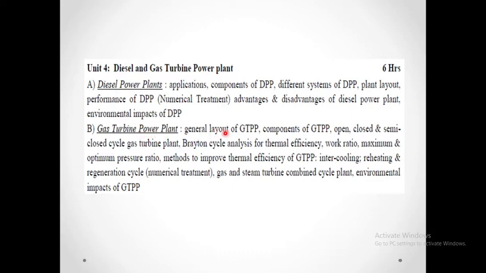Here again layout, so you can see that in every topic you have to study the layout, like in thermal power plant, hydroelectric power plant, nuclear power plant and all. In the same way you have to study environmental impact: the environmental impact of thermal power plant, then hydroelectric power plant, and now diesel power plant. So layout and environmental impact will be there in every topic.